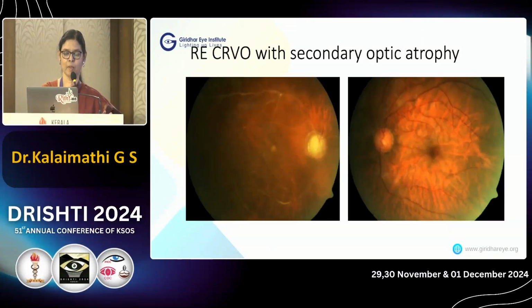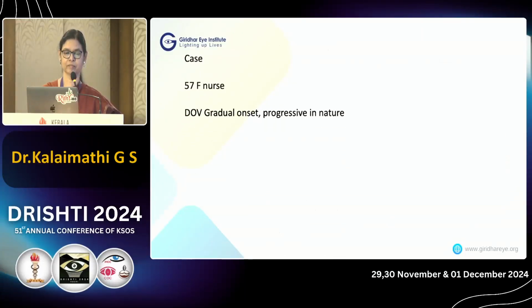This is the fundus picture. The right eye has optic atrophy secondary to CRVO. This is secondary optic atrophy, secondary to CRVO, and you can see the disc margins are not clear. It's blurred because of the previous disc edema. So this is secondary optic atrophy.